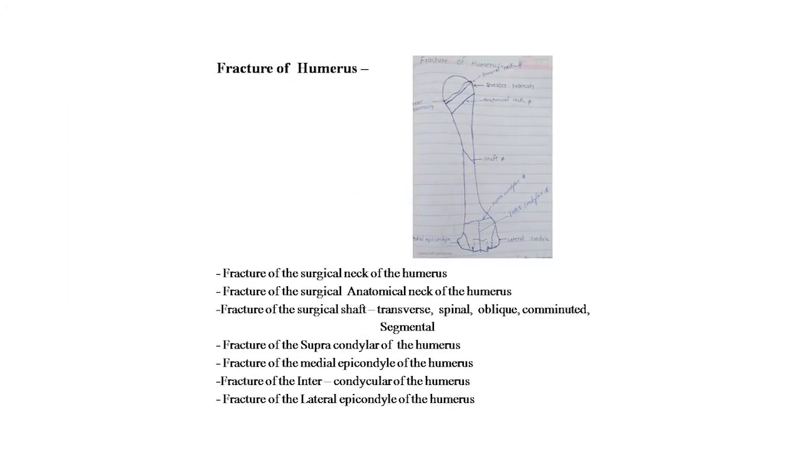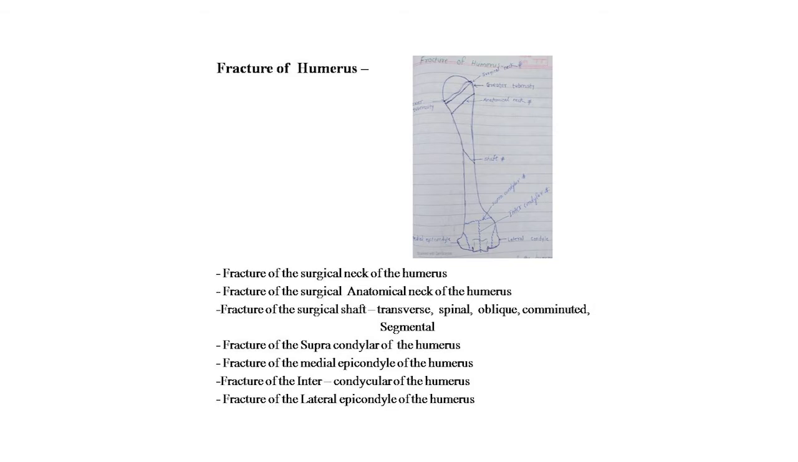Now the fracture of the humerus. The image on your screen clearly shows the lesser tuberosity of the humerus, the surgical neck which commonly gets fractured, the greater tuberosity of the humerus, anatomical neck fracture, shaft fracture, supracondylar fracture, intercondylar fracture, lateral condyle and medial epicondyle. All these various types of fractures are shown in this image.